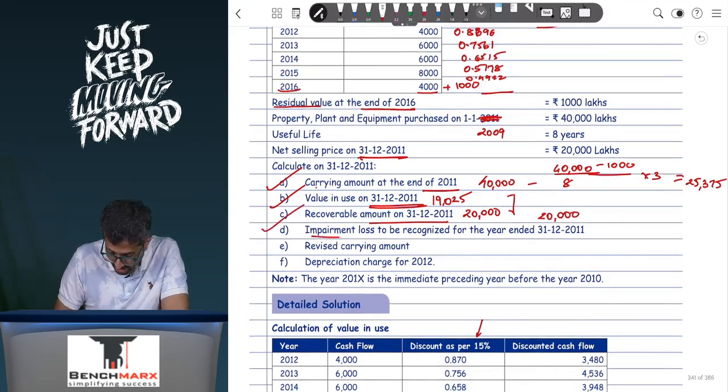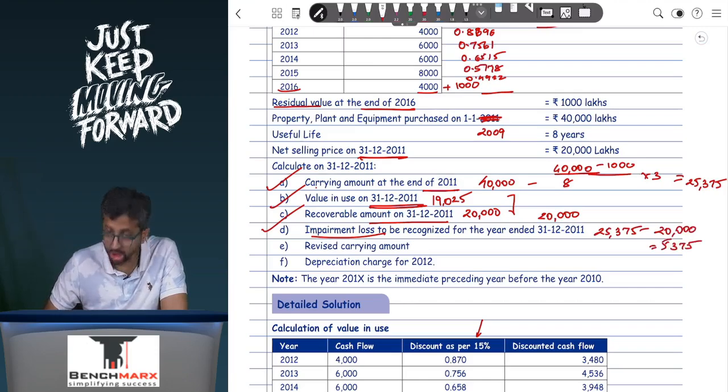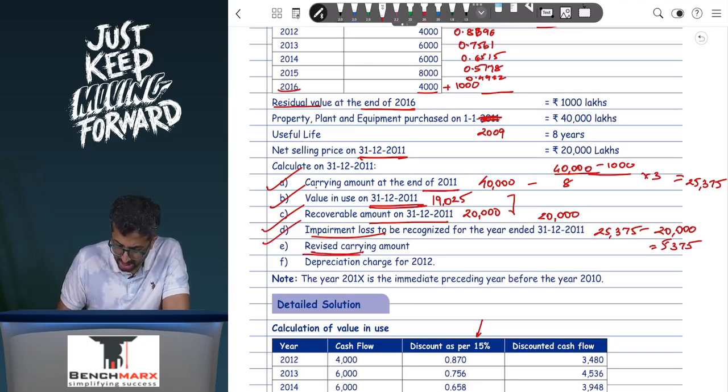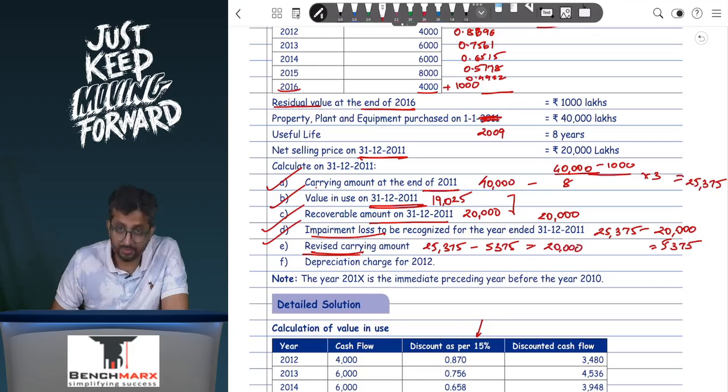Impairment loss to be recognized. The impairment loss is carrying value, that is 25,375 minus the recoverable value, which is 20,000, and hence you will have 5,375, which is your impairment loss. Revised carrying amount is to be calculated. How do you calculate the revised carrying value? The revised carrying value is calculated as 25,375 minus 5,375, which equals 20,000 after impairment, and lastly depreciation for the year 2012.